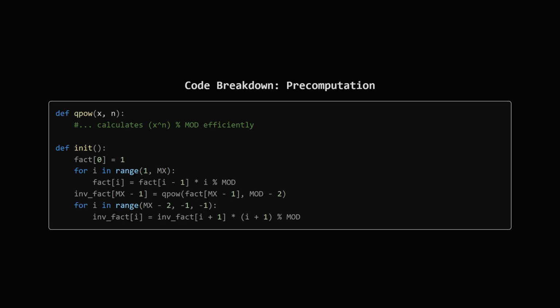The init function here is for precomputation. It calculates all the factorials we might need, up to the maximum possible value of n. It also computes their modular inverses, which is a clever math trick for handling division when we're working with these large modulo numbers. This lets us calculate the n choose k part very quickly later. And that qpow function is just an efficient way to calculate powers, which we'll also need.